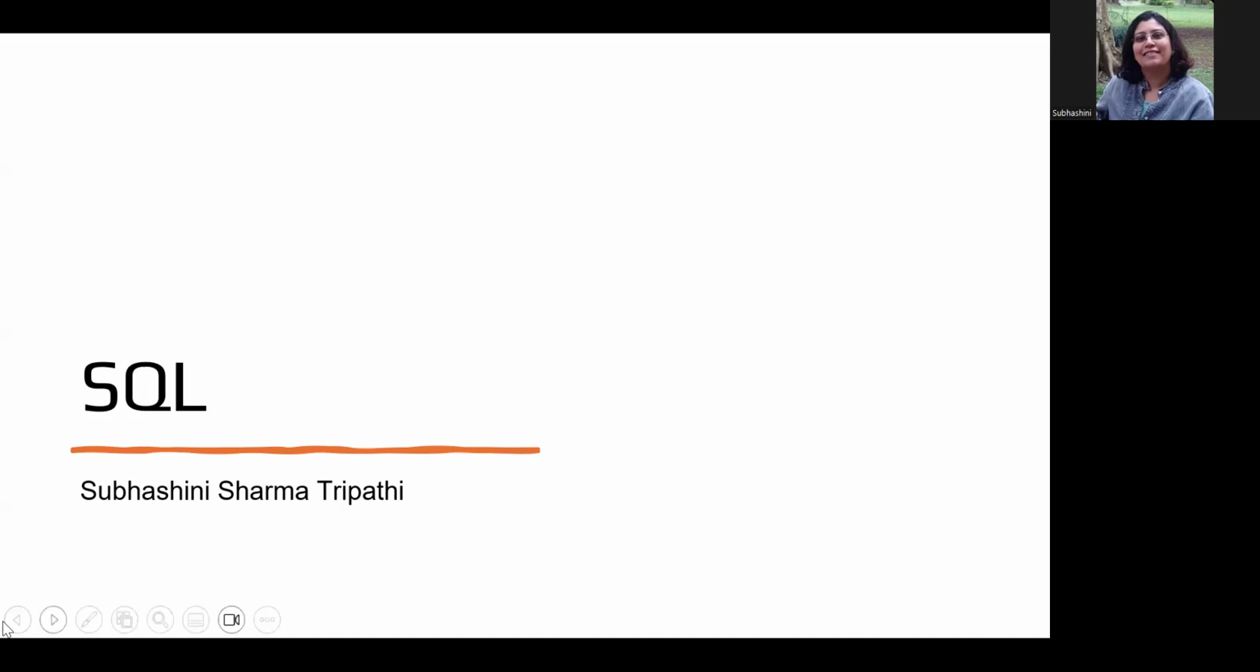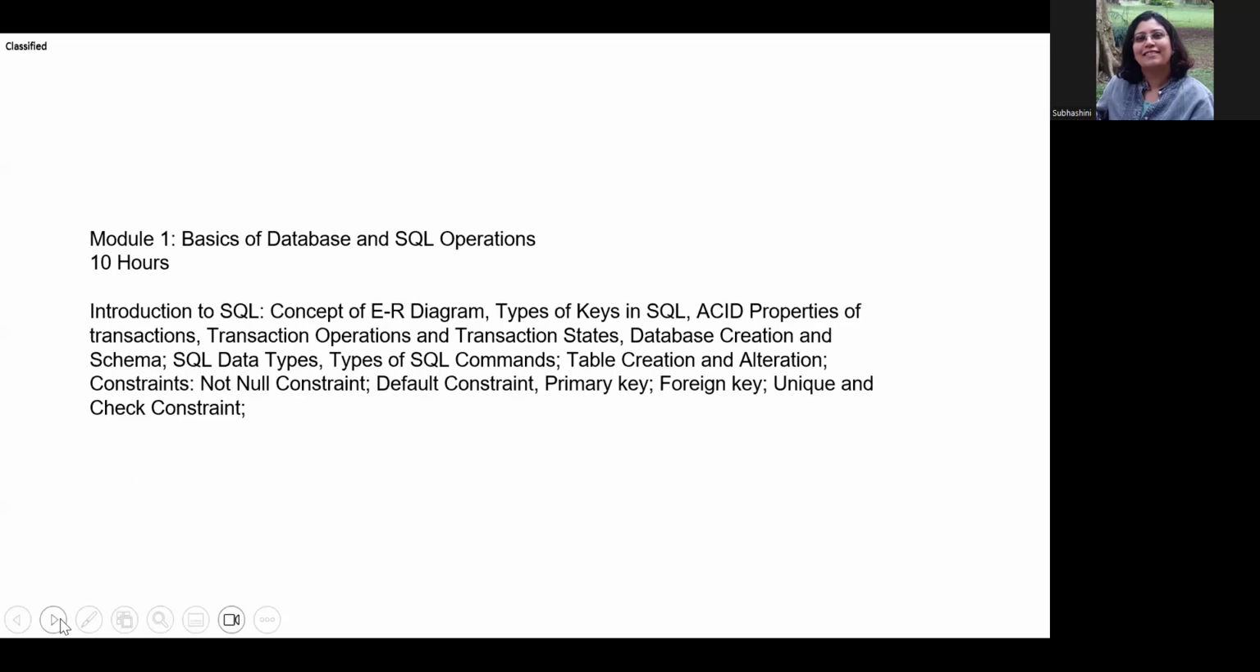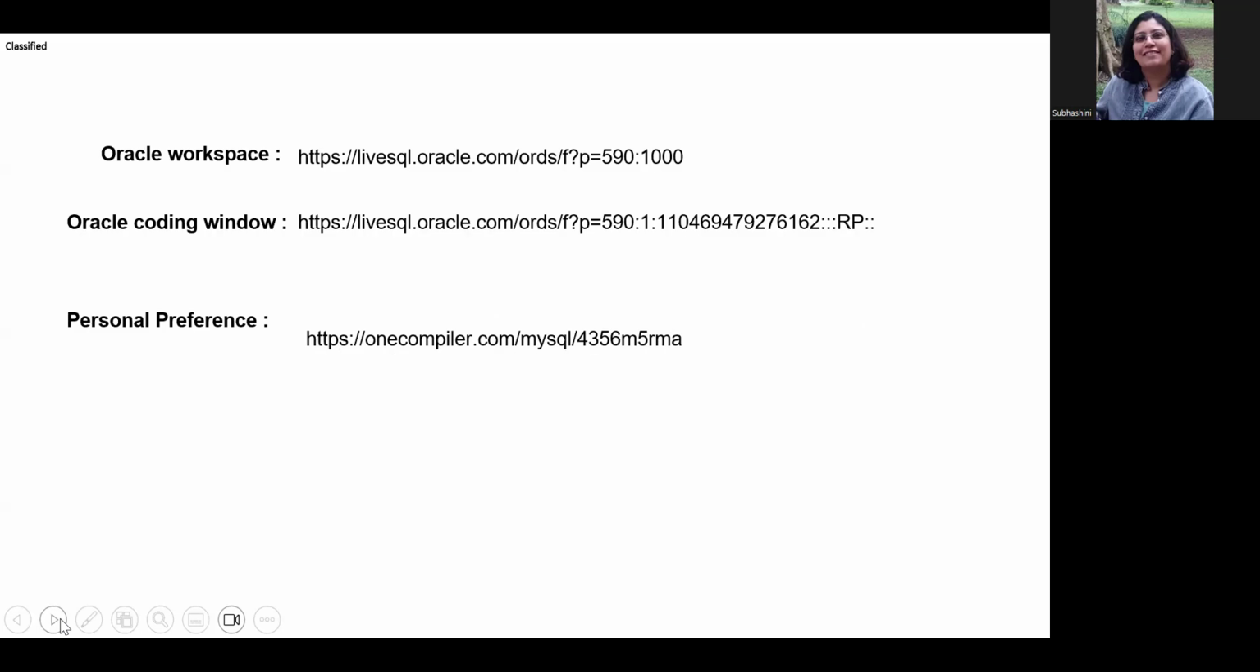I've made this on a course that I'm teaching at an MBA college out here. And this is how the module looks. The basics of database and SQL operations, and introduction to SQL, concept of ER designs, type of keys, ACID properties, transaction operations, database creation, SQL commands, the different constraints, etc. So let's get started. This particular video is predominantly a theory video just to get you started, get the basics on. And after this, we'll do everything that we are covering over here through code also.